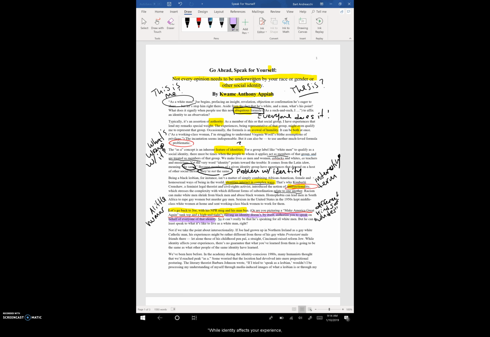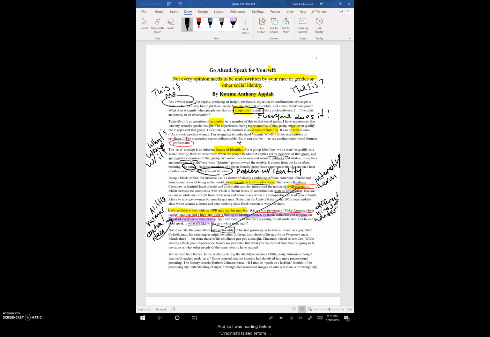Having an identity doesn't by itself authorize you to speak on behalf of everyone of that identity. So I'm going to highlight that in purple because that seems to me like a controlling or central idea, almost like a thesis, the claim that he's making, that he's trying to prove. You don't get to speak for your entire group just because you're one of them. So then there's that word intersectionality. I want to connect those points.